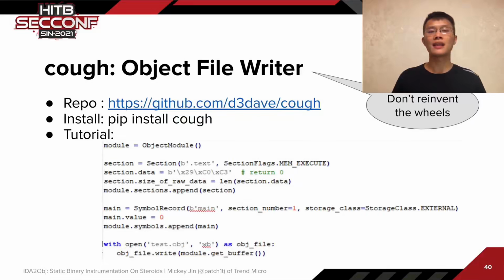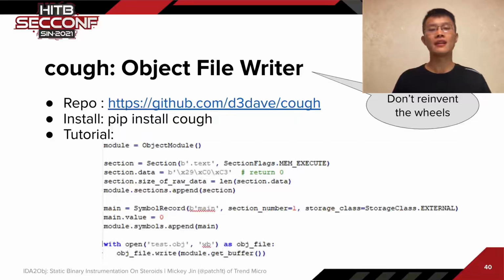First, create a module object, and then create a section. Write the machine code to the section. Then add the section to the module. Next, create a symbol record and set its value to point to the offset inside the section. Here is 0. Then, add the symbol to the module too. Finally, serialize the module object into the test.obj file.